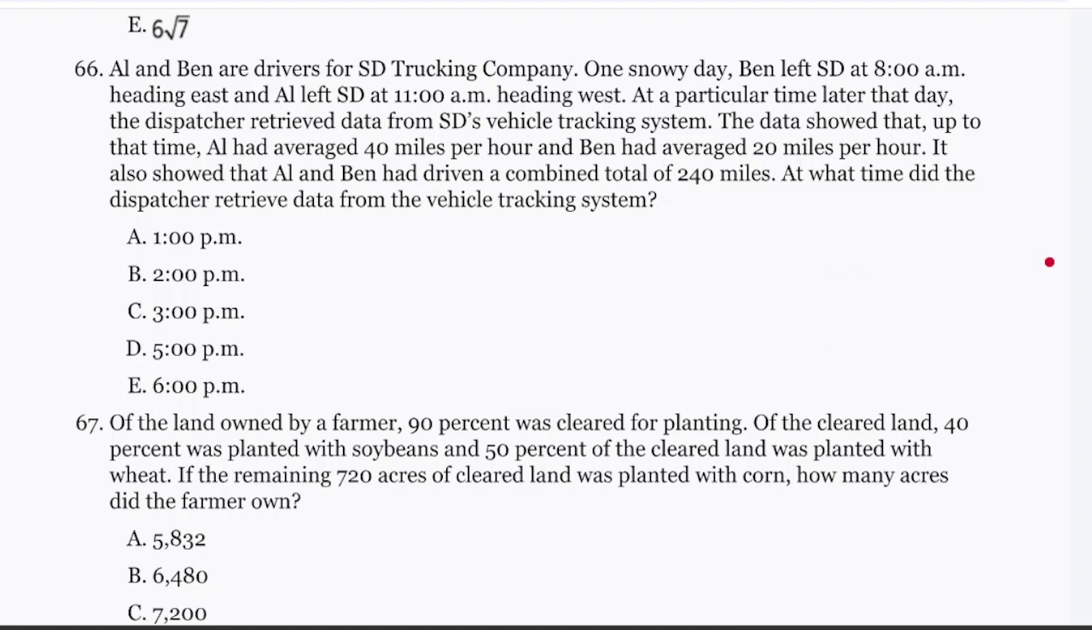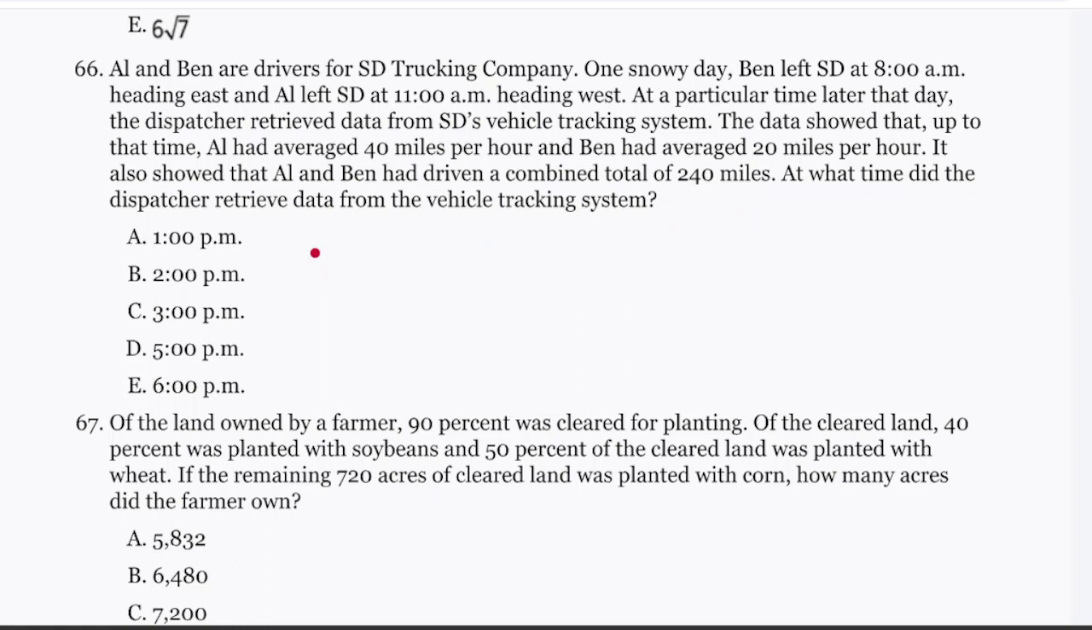Okay. 66 says Al and Ben are drivers for SD trucking company. On a snowy day, Ben left SD at 8 a.m. heading east, and Al left SD at 11 a.m. heading west. At a particular time later that day, the dispatcher retrieved data from SD's vehicle tracking system. The data showed that up to that time, Al had averaged 40 miles per hour and Ben had averaged 20 miles per hour. It also showed that Al and Ben had driven a combined total of 240 miles. At what time did the dispatcher retrieve data from the vehicle tracking system?